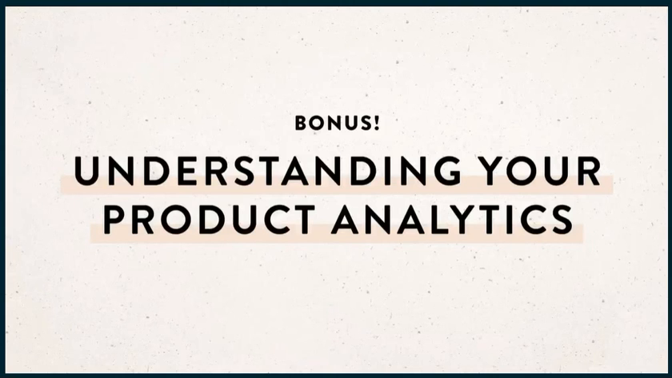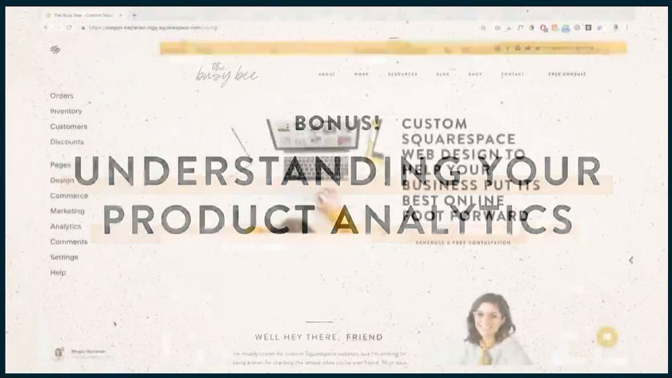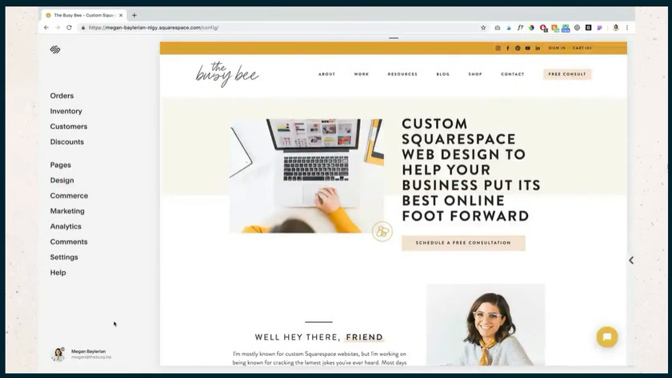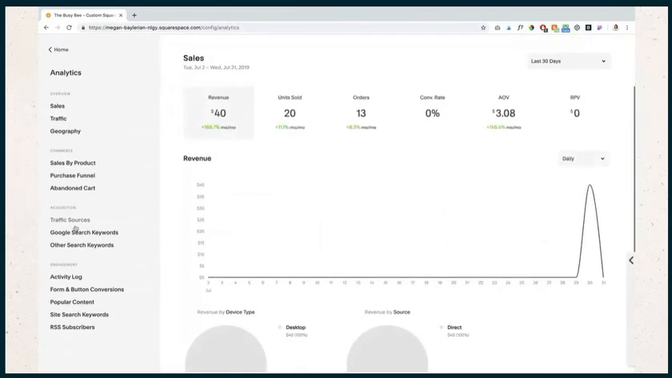It's always important to keep a look at your product analytics to see what's working, what isn't, and how you can improve things in order to increase your sales. So when you're ready to look at your analytics, you want to head over to Analytics on the left-hand side of your main navigation. And depending on what plan you're on with Squarespace, you'll be able to see different features.